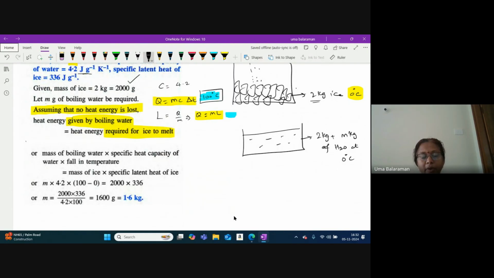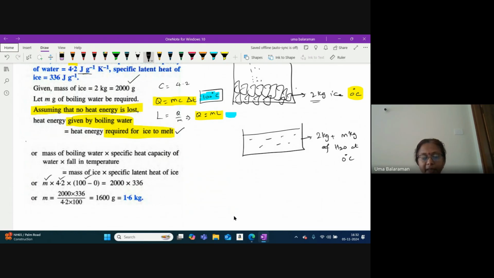So write like this, assuming no heat energy is lost, heat energy given by the boiling water equal to heat energy required for ice to melt. Or you can use principle of calorimetry, principle of mixtures, anything. So MC delta T is equal to M into L. So what is heat energy lost by the boiling water?